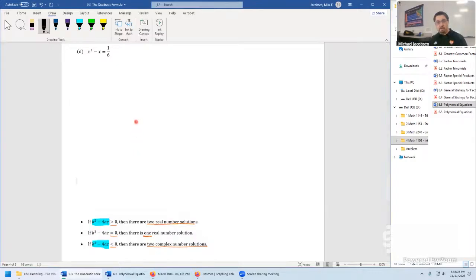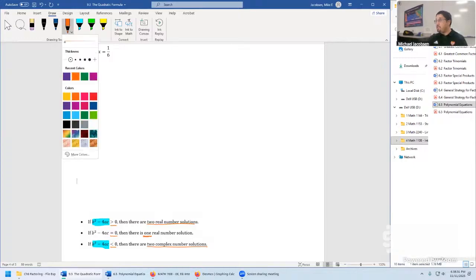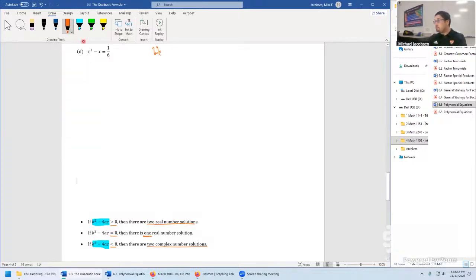Really the big reminder for this problem, the thing we have to be ready to think about, is we must first put the quadratic in the form ax squared plus bx plus c equals 0. So that equals 0 part is vital. If we don't have a 0 value there, we're not grabbing the right coefficients a, b, and c any longer.